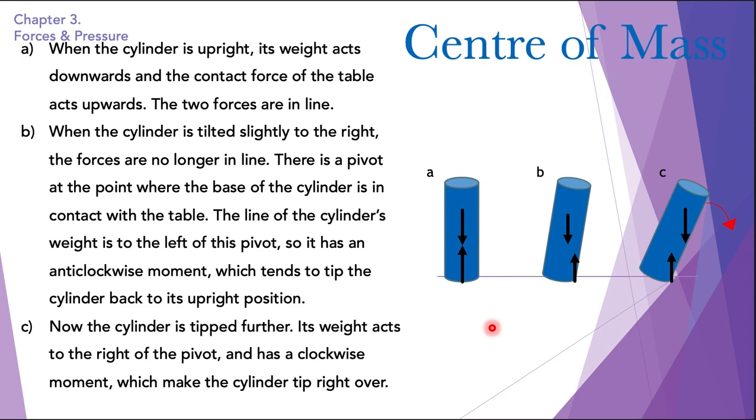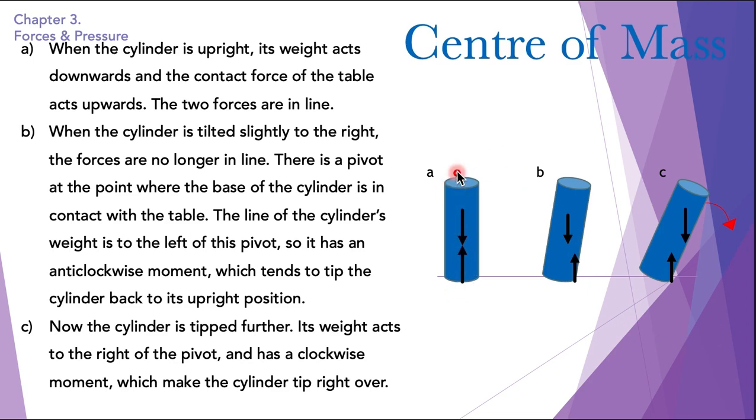Circus artists such as tightrope walkers have developed the skill of remaining upright to a high degree, and they use items such as poles and parasols to help them maintain their balance. So the idea of moments can help us to understand why some objects are stable while others are more likely to topple over. So, a tall and slim cylinder is easily knocked over because it is unstable. So here we have how this cylinder topples over.